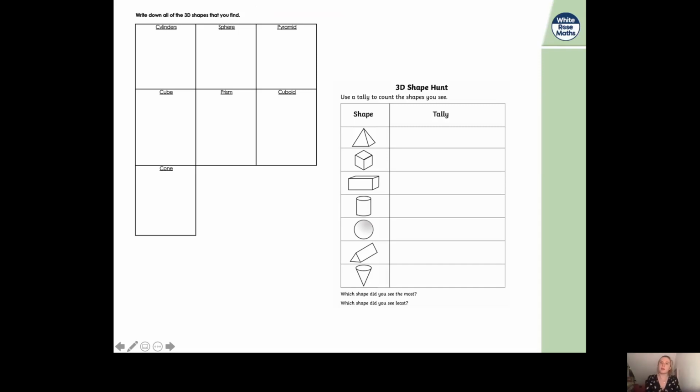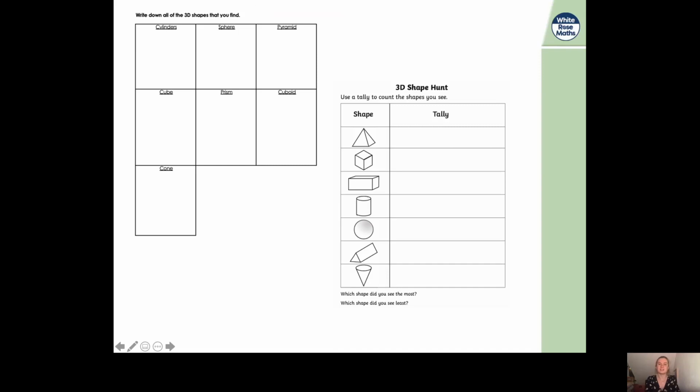Remember, we write down the items that we find on the first, and then we create a tally chart for the different shapes that we found on the second one, okay? So we write down as we're walking around the house all of the 3D shapes that we find, and then we create a tally chart from what we found, okay? Now you will find all of this on your worksheet, Year 2 Maths, 2nd of March, Resource 2. So if you could pause the video now and go on your 3D shape hunt.